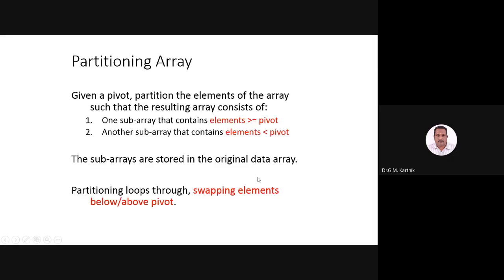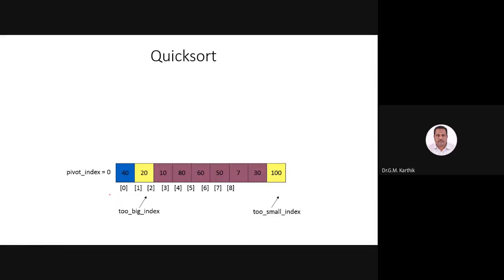So what you are going to do here is, based on the pivot element, I'm going to have two indexes. One index will check whether it is greater than the pivot element, and another index will check whether it is less than the pivot element, because it has to be split into two subarrays, right? So I'm going to use a too big index and a too small index. The too big index will compare the index value 20 with 40. So it checks whether it is greater than the pivot element. The small index will refer to the element which is smaller than the pivot element.